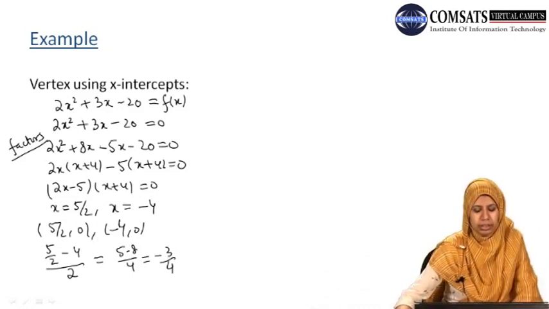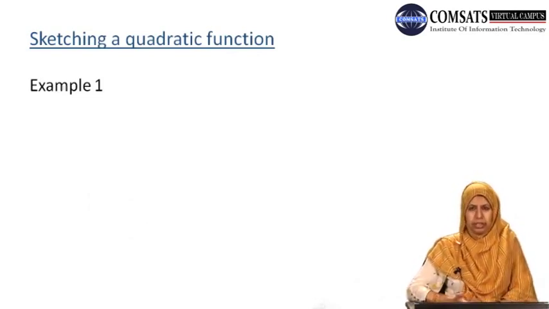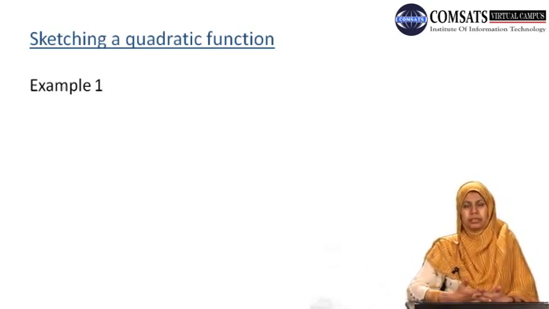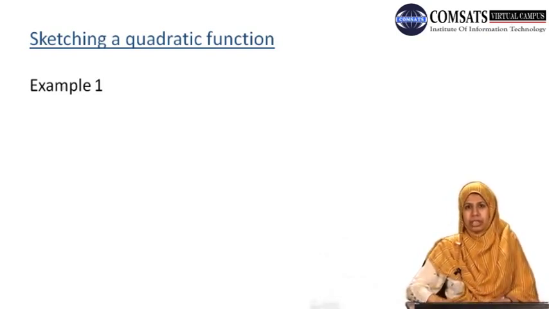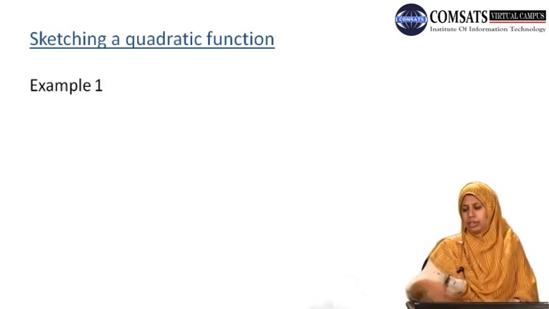Now we have done enough examples to find the vertex. In our previous lecture and in the beginning of today's lecture, we have revised how we can find the concavity, y-intercept and x-intercept of a given quadratic function. And now we also know how we can find the vertex of a given quadratic function. Now we have all the 4 tools which we need to sketch our quadratic function.